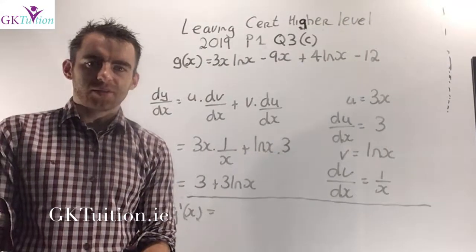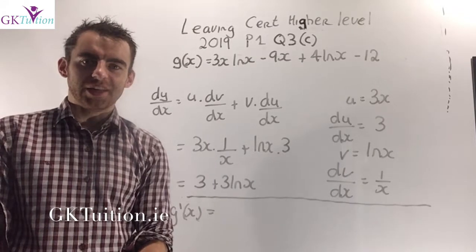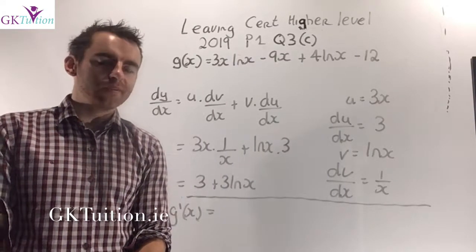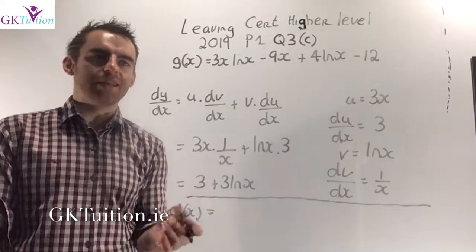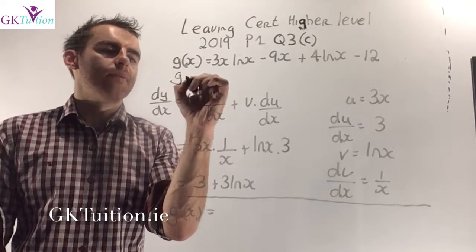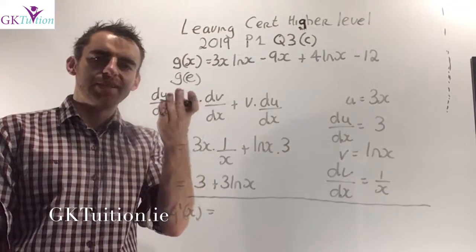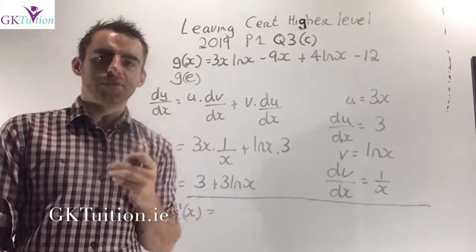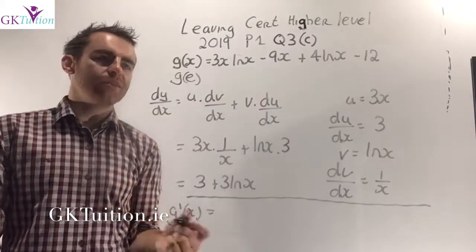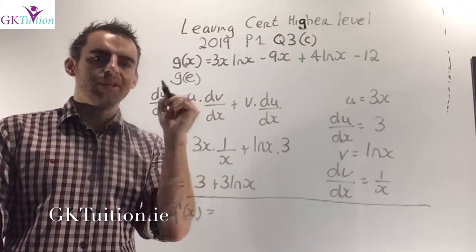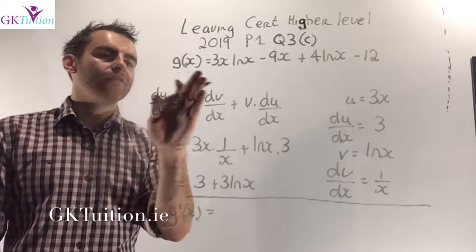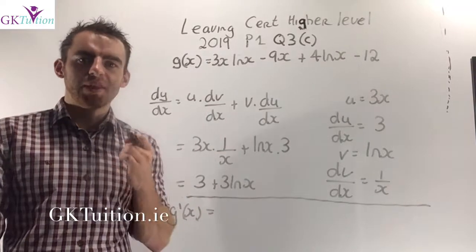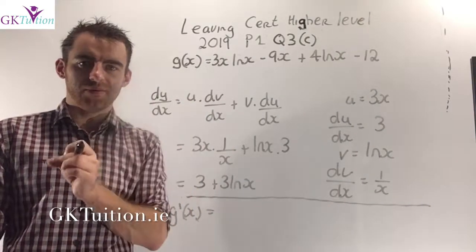In the final part of this question, we're asked to get g dash e. In other words, get the derivative of g of x and then sub in e. A very common mistake that happened that year was that a lot of people, the first thing they did was they subbed in e and they worked out a function for g of e. But you can't do that because e is not a variable, e is a number. So you have to get the derivative of g of x and then sub in e into your derivative.